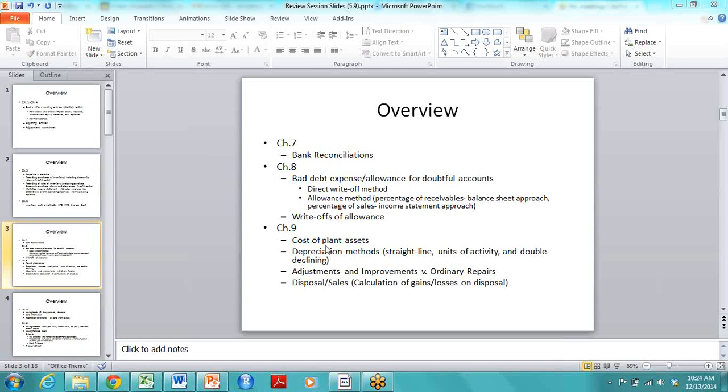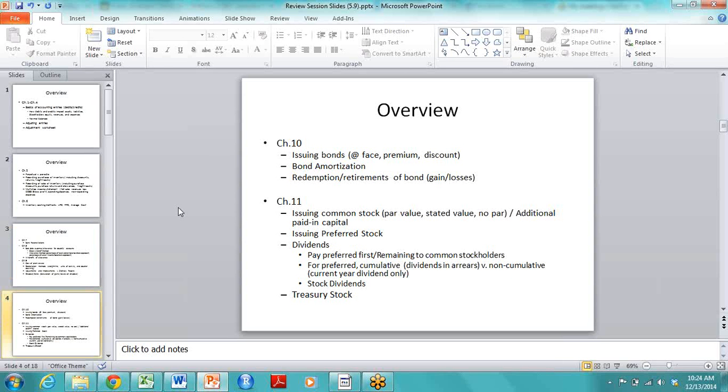And this chapter is a little bit meaty because you have the cost of plant assets, all these different depreciation methods, and the calculations of gains and losses. So that one's a little bit, I think, a longer chapter than some of the others. And then we get to Chapter 10, which is the new material. And Chapter 10 goes through liabilities, and specifically, I think one of the biggest things that it goes through is the issuance of bonds, and when you issue something at face, premium, or discount, and how to calculate that.